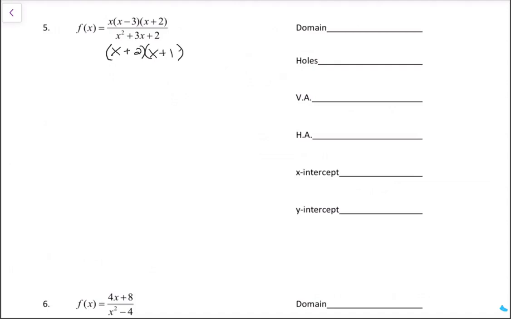So the domain. Remember that I'm going to specifically look at the denominator and find out where I need to restrict my domain. So I want to set my denominator not equal to 0 and solve for x. Because my denominator has 2 factors, I'm going to have 2 restrictions. And those restrictions are x cannot be -2 and x cannot be -1.